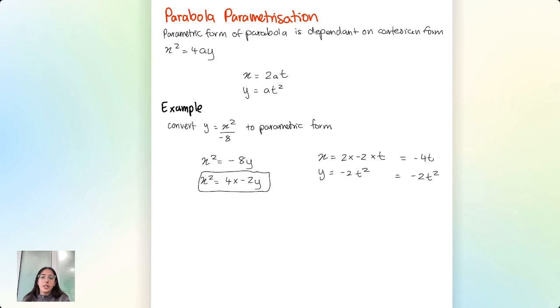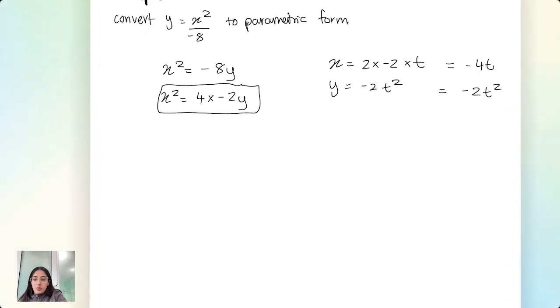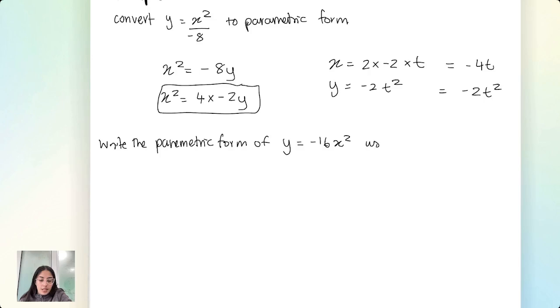So let's do an example. Can I get you guys to write the parametric form of y equals negative 16x squared using p as your parameter? So everyone go ahead and try that.